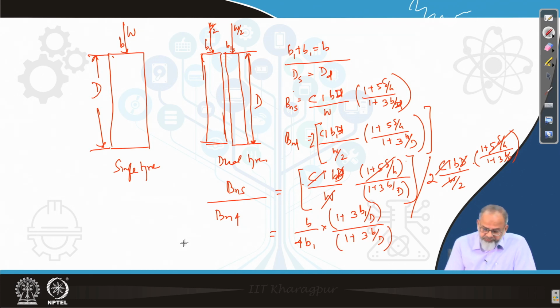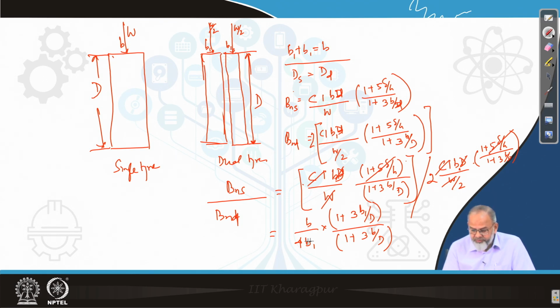So this ratio, if it is lesser than 1, that means dual is performing better than the single tire. If this ratio is higher than 1, that means single tire is performing better than the dual tires. This is the case when the tire dimensions remain the same. Whatever dimensions we followed for single tire, the same dimensions we are following for dual tire. That means the combined width will be equal to the width of the single tire.